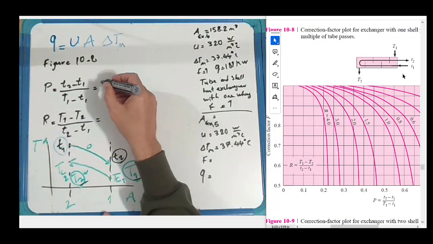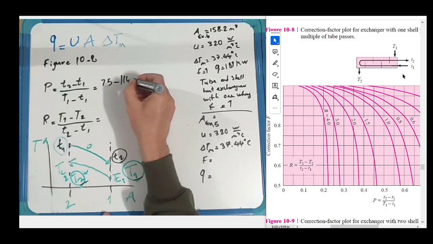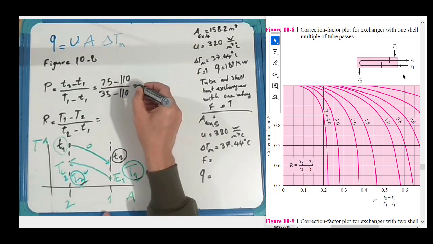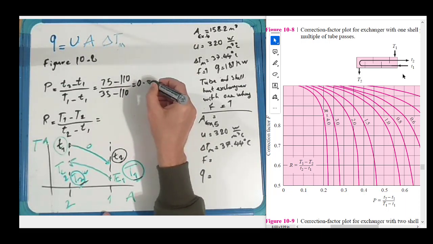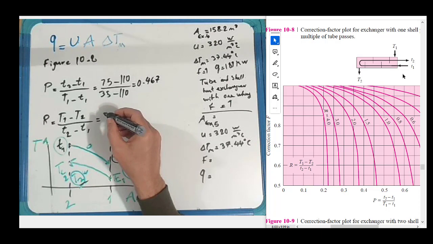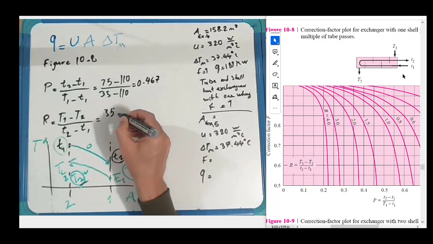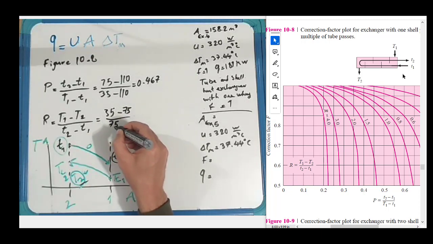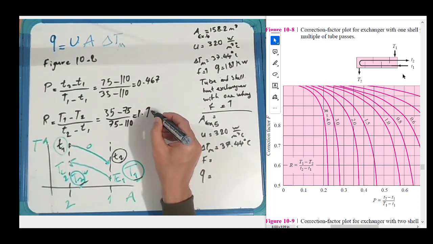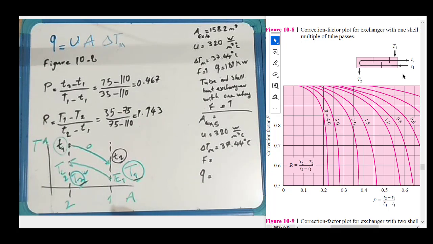Okay, P would be 75 minus 110 over 35 minus 110. The answer would be 0.467. And for R, for this one, we have 35 minus 75 over 110. The answer would be 1.143. Okay, then let's choose these two numbers in this diagram.